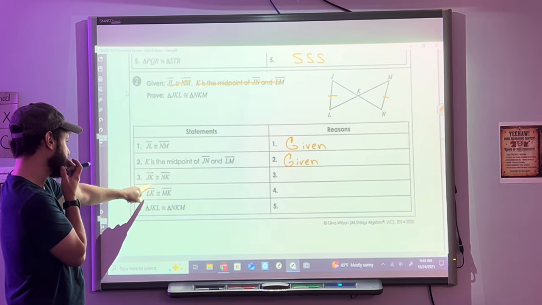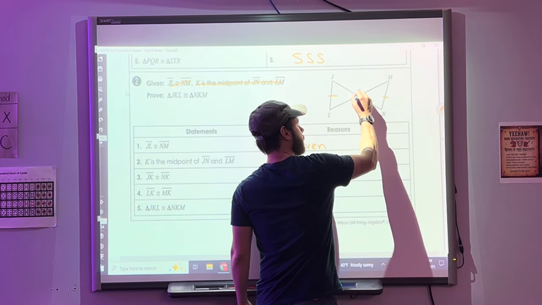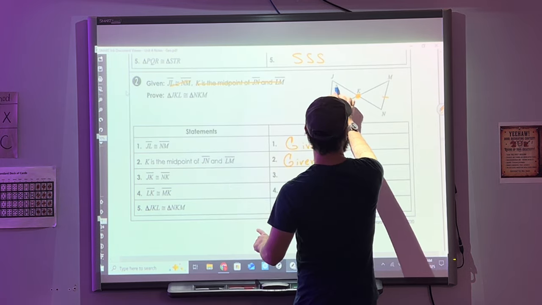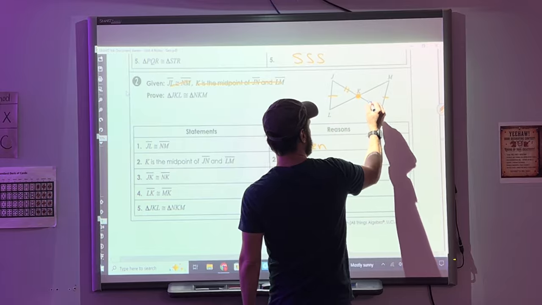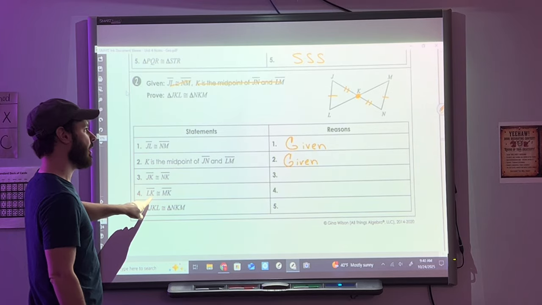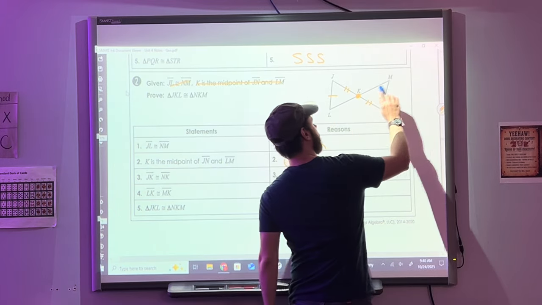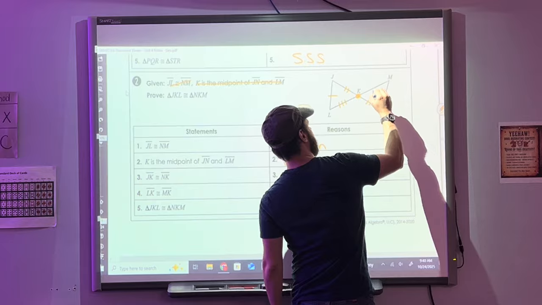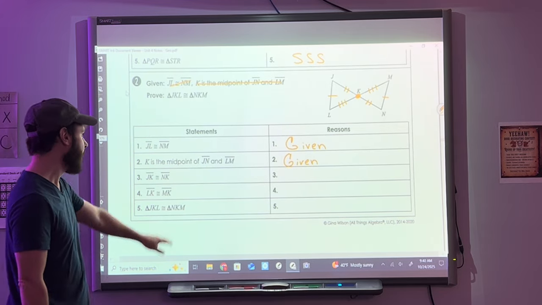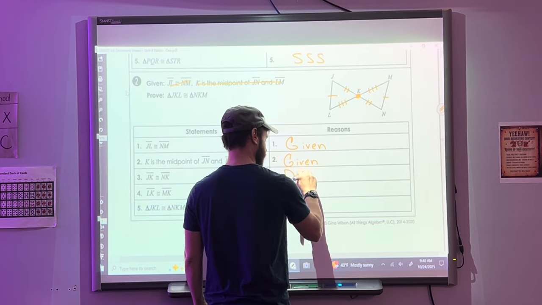But let's see here. K is in the middle. It's in the middle of JN. So this piece is going to match that piece because it's in the middle. And it's in the middle of this one, too, LM. So 1, 2, 3. Those two pieces are going to match each other. And the reason I knew both of these was definition of midpoint twice.